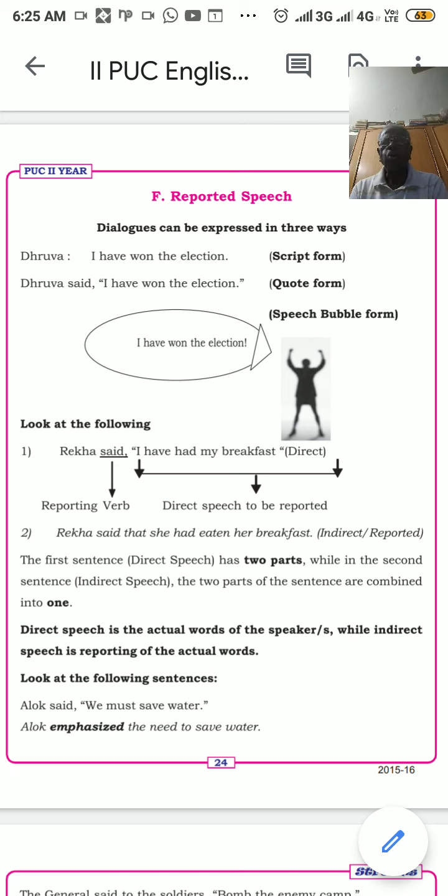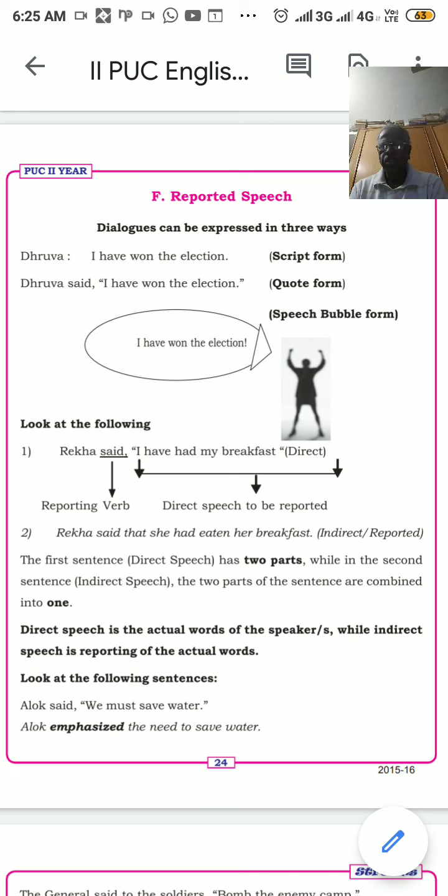Anyway, the reported speech today is part 1, that is on introductions. What is reported speech? What are the rules to change direct into indirect speech? As you know, in the old grammar, it used to be called direct speech and indirect speech. But in the modern grammar, it is called reported speech. Direct speech remains as it is, but indirect speech is changed into reported speech.